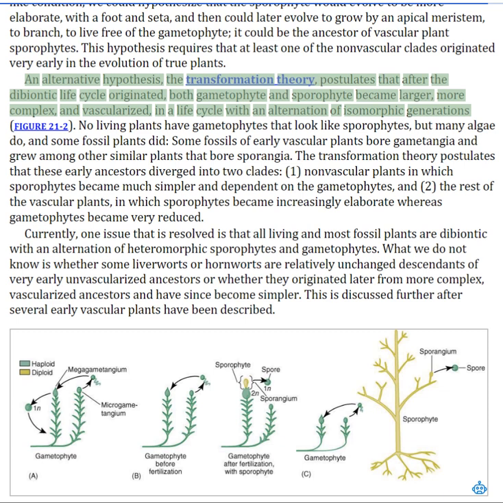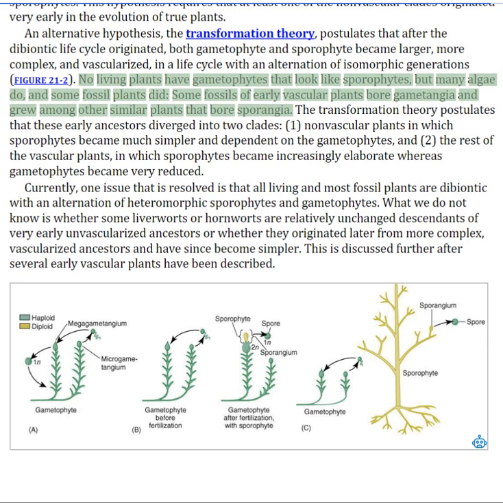An alternative hypothesis, the transformation theory, postulates that after the dibiontic life cycle originated, both gametophyte and sporophyte became larger, more complex, and vascularized, in a life cycle with an alternation of isomorphic generations. No living plants have gametophytes that look like sporophytes, but many algae do, and some fossil plants did. Some fossils of early vascular plants bore gametangia and grew among other similar plants that bore sporangia.